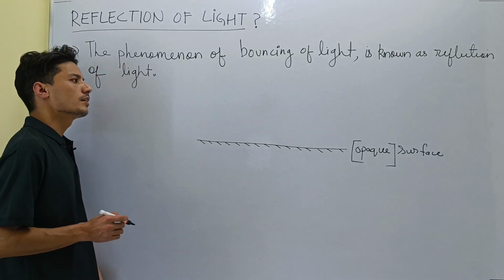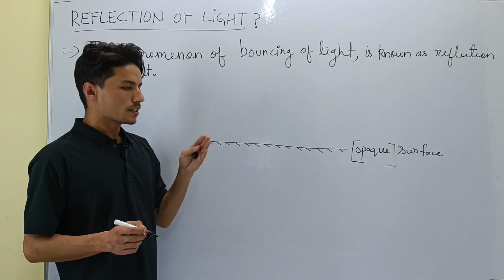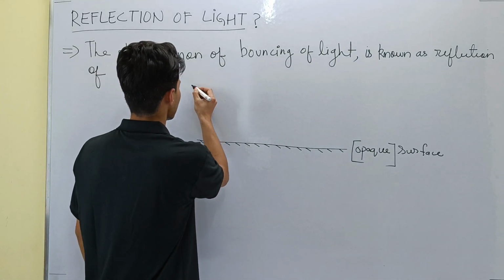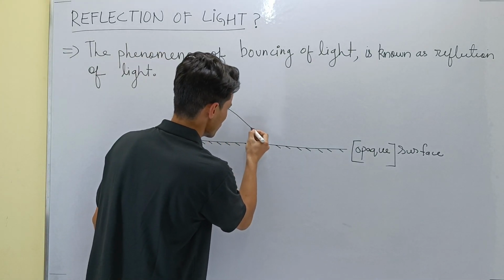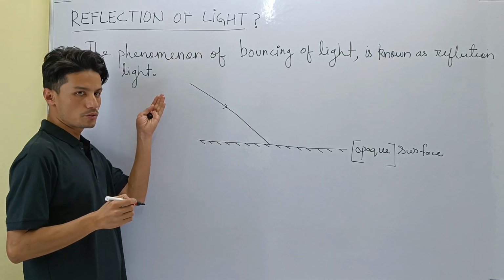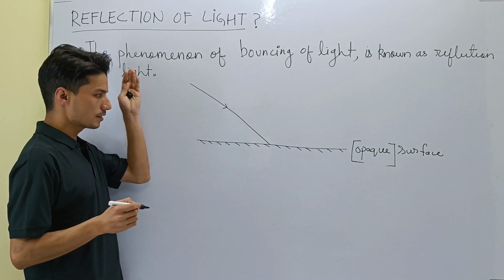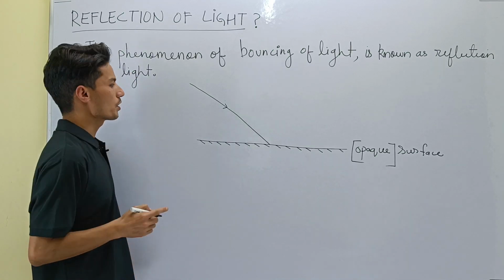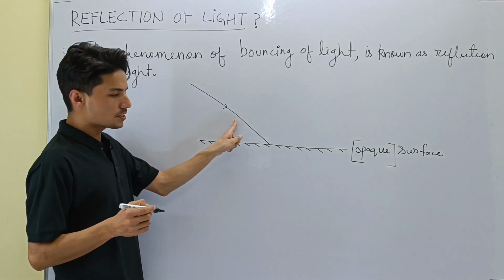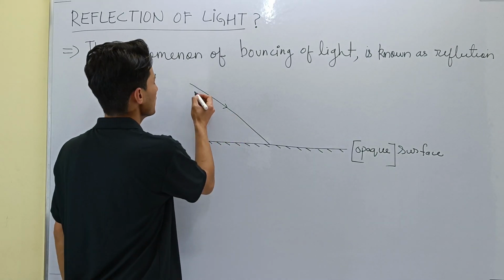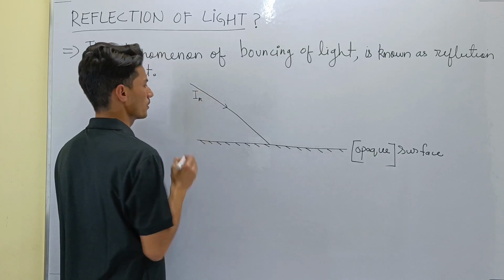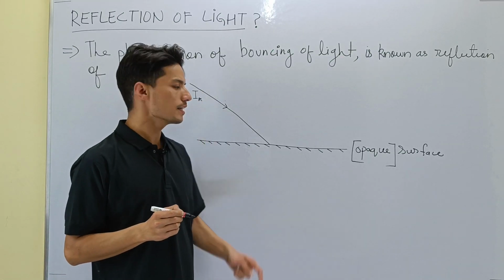Now we will consider a ray of light. We just need one ray of light. So let this be the ray of light coming down from the sun. The sun produces a lot of rays. We just need one ray. So let us consider this ray. This ray has got a name. This is called the incident ray. So capital I, and we can also write small r. Incident ray, IR.